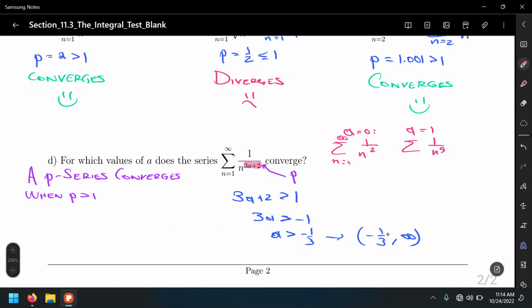Okay, I'm going to choose a number outside of this interval. So that's a equals -1. That's a number outside of the interval. So that should be sigma, 3 times -1, that's -3 plus 2, -1. But -1 is a number less than or equal to 1, so that's a divergent series. And that's because I chose a number outside of the convergence interval, right?